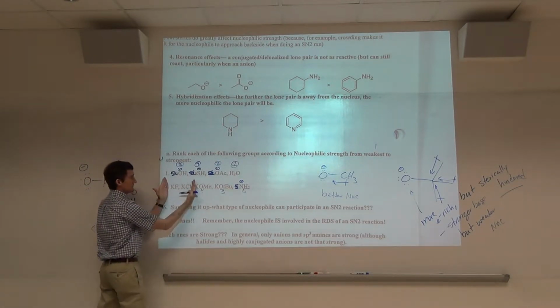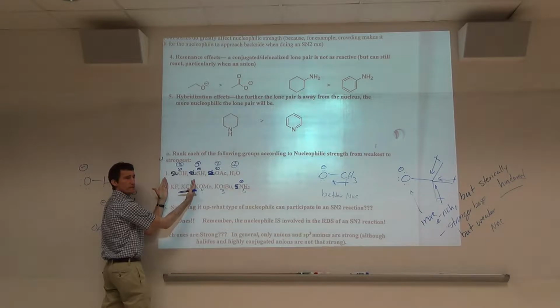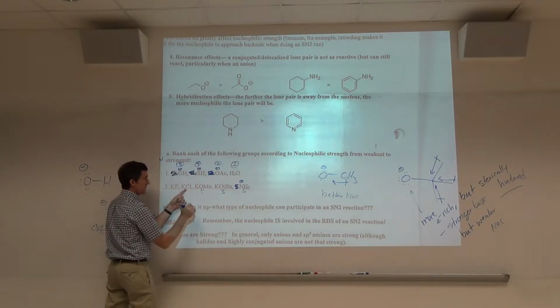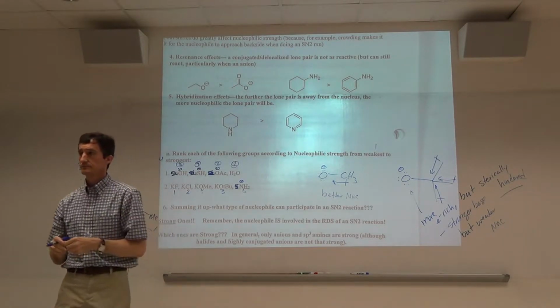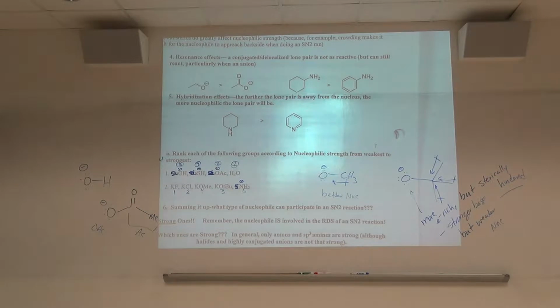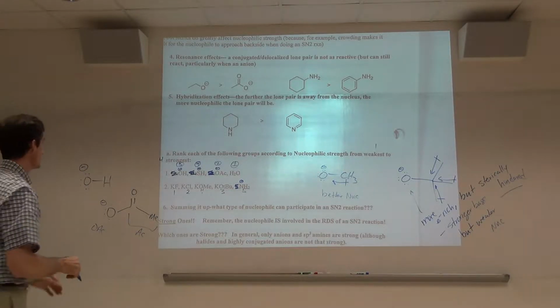This should be clear. Which is the better nucleophile, F minus or Cl minus? Cl minus. So that makes this 2. Why is Cl minus a better nucleophile? Because it's a worse base. It doesn't hold the electrons as tight. It's also bigger, which helps nucleophilicity, because it's able to start bonding quicker as it approaches the backside. Okay?